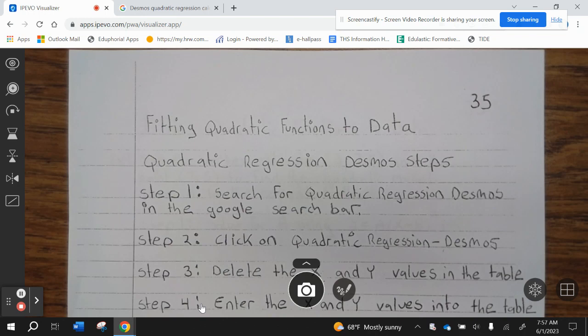Okay, Wildcats, so we're in that turn on page 35, fitting quadratic functions to data. Quadratic regression Desmos steps. Step 1, search for the quadratic regression Desmos in the Google search bar. Step 2, click on quadratic regression Desmos.